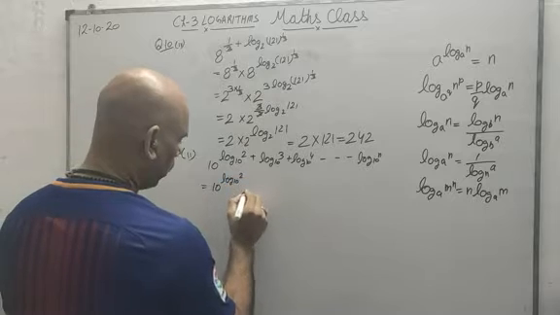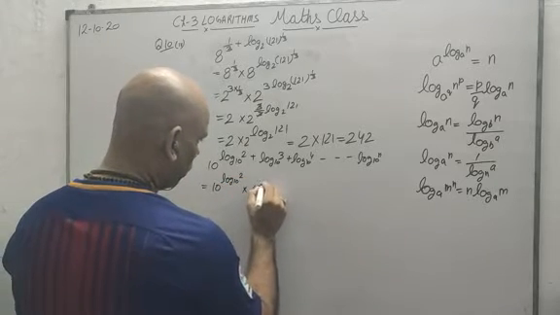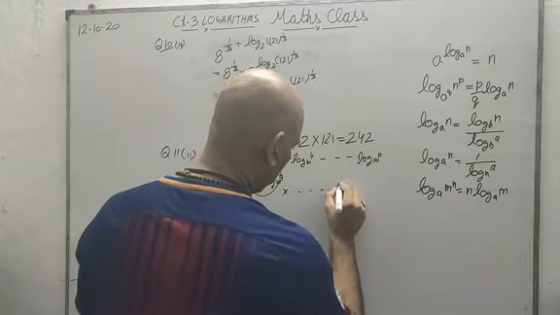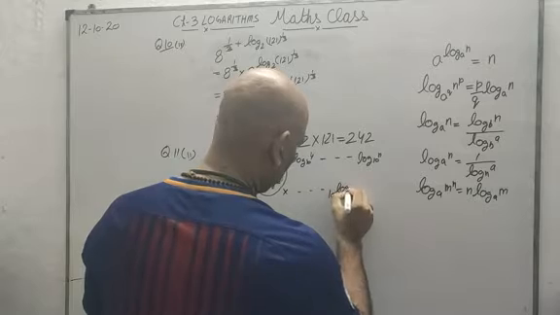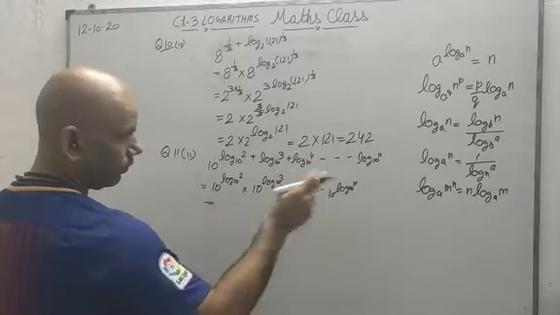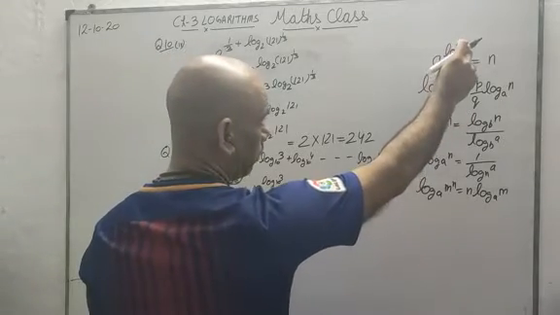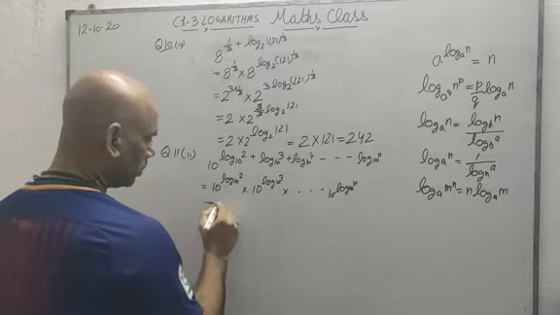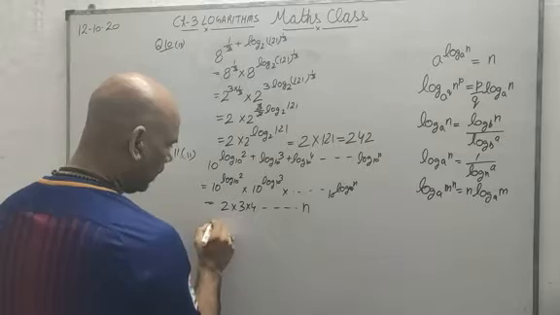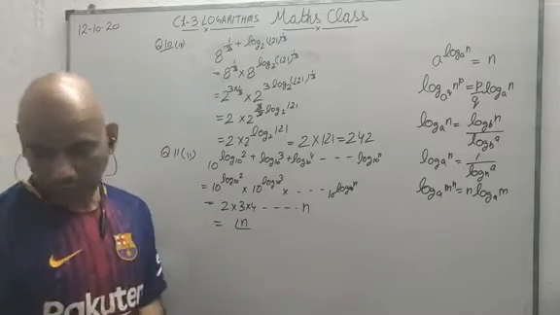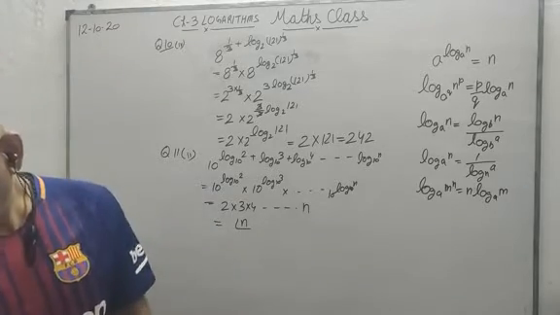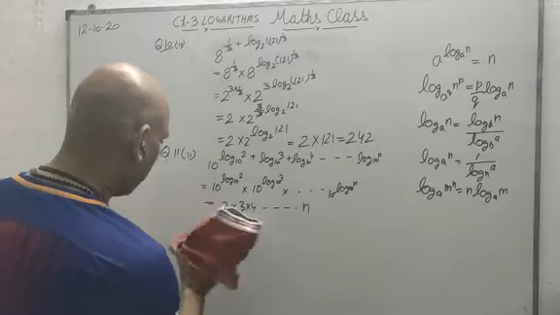10 to the power log 2 base 10 into 10 to the power log 3 base 10 into so on, 10 to the power log n base 10. With the same property, a to the power log n base a will be n, so it will be 2, it will be 3, it will be 4 up to n, and this all will be factorial n. As you might have studied, 2, 3, 4 with 1 included will be factorial n. So this was the second part of question number 11.